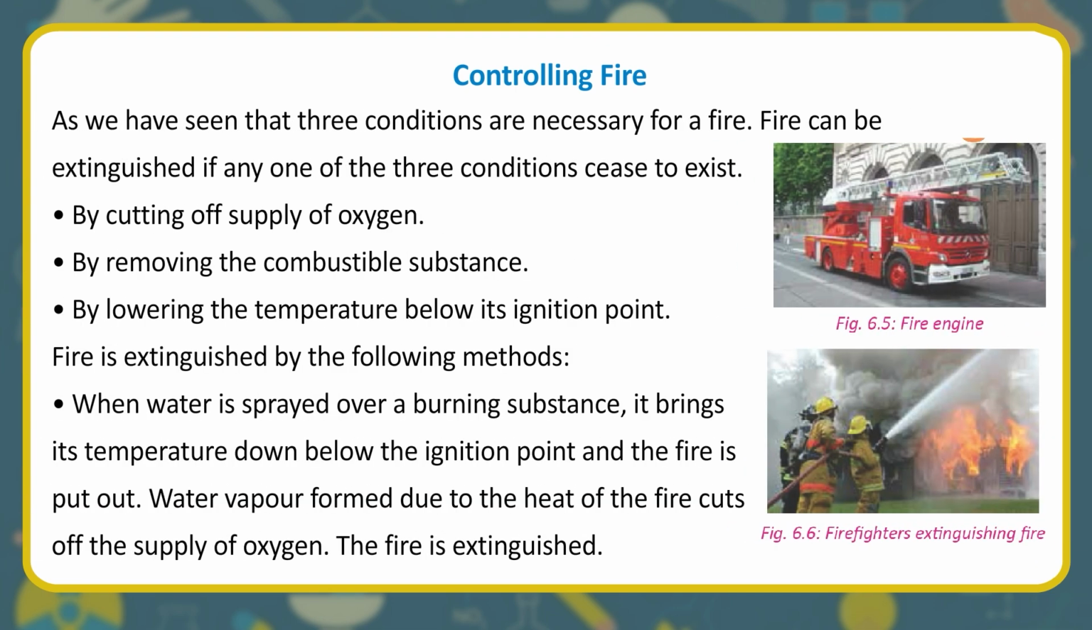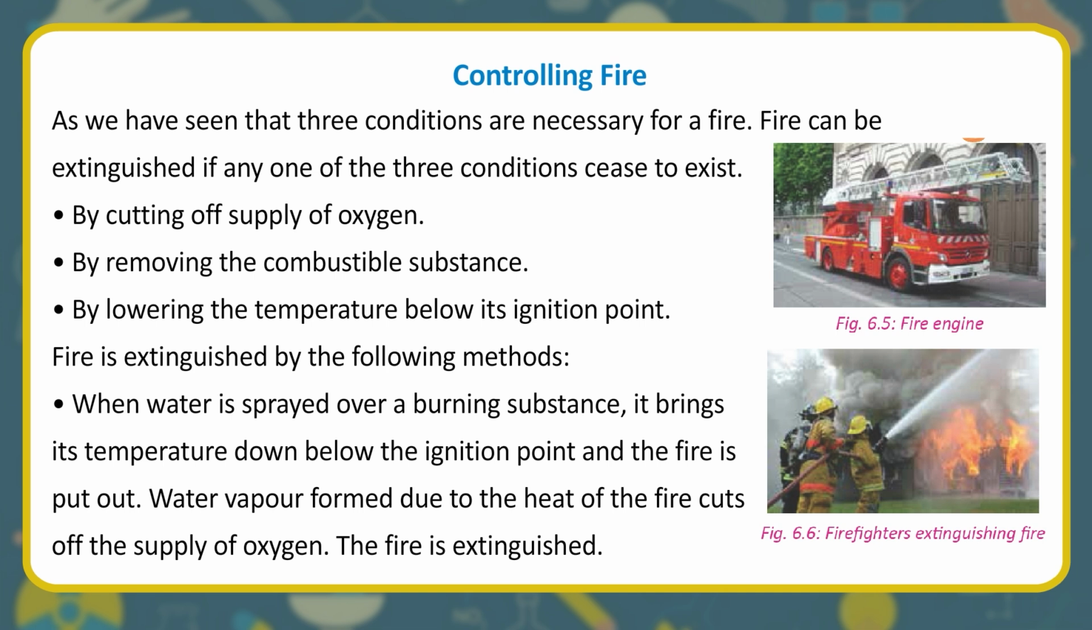Controlling fire. As we have seen, three conditions are necessary for a fire. Fire can be extinguished if any one of the three conditions cease to exist. By cutting off supply of oxygen. By removing the combustible substance. By lowering the temperature below its ignition point. Fire is extinguished by the following methods.